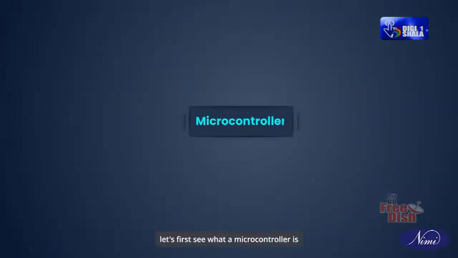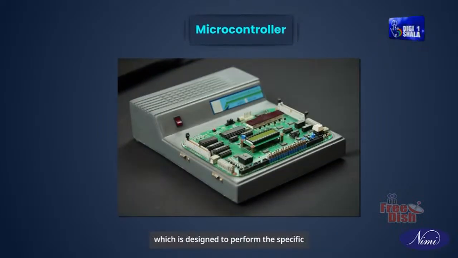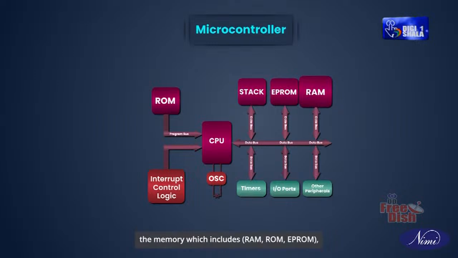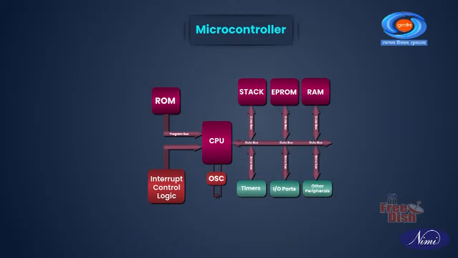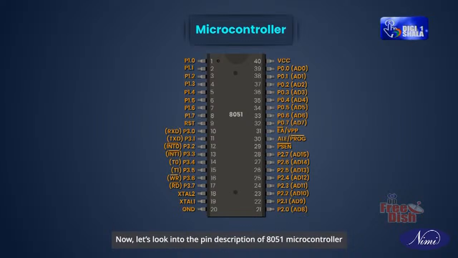Let's first see what a microcontroller is. A microcontroller is a small and low-cost microcomputer which is designed to perform the specific tasks of embedded systems. The general microcontroller consists of the processor, the memory which includes RAM, ROM, EEPROM, serial ports, peripherals like timers, counters, etc. Now let's look into the pin description of the 8051 microcontroller.